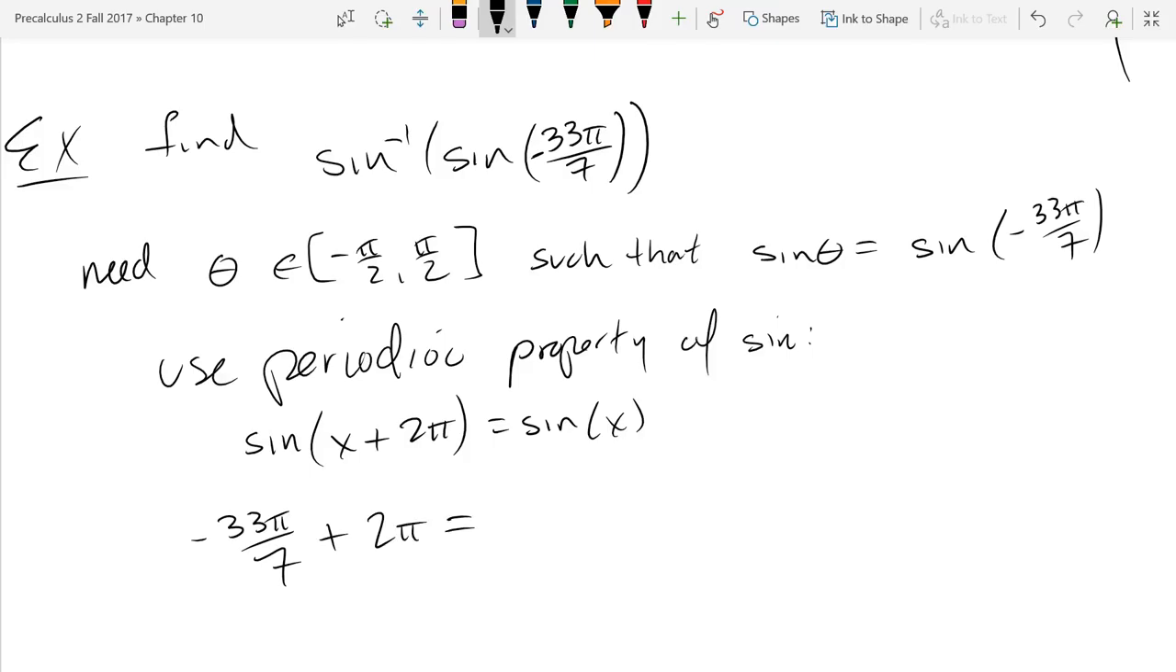Let's go ahead and take out one rotation, so I'm going to add in 2 pi. The reason I'm adding 2 pi, not subtracting, is that if I subtracted 2 pi, I would get a larger negative angle. What I want to do is get my angle as close to 0 as possible. I can actually add 4 pi if I want to, because there's going to be more than one angle, but we'll do that next. So adding 2 pi, that is 14 pi over 7.